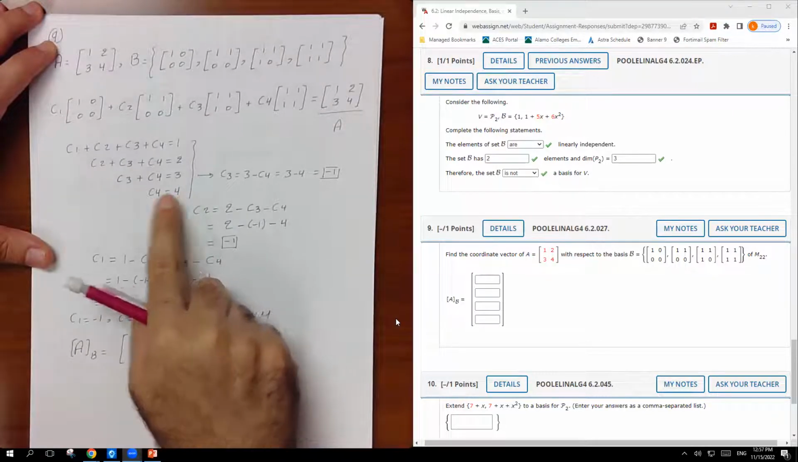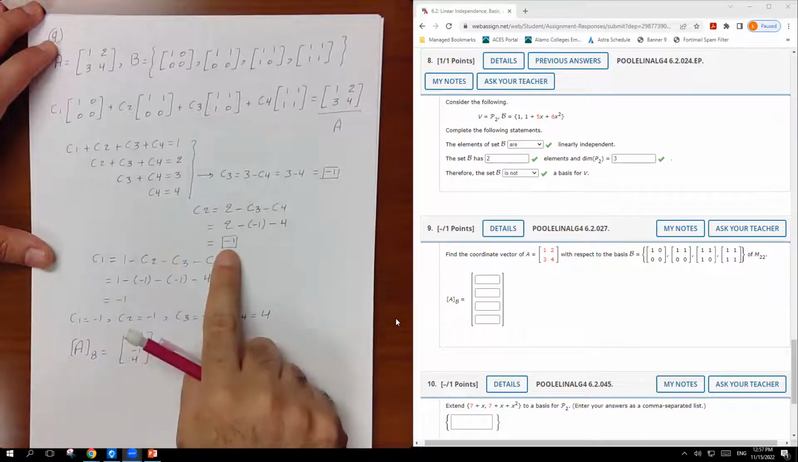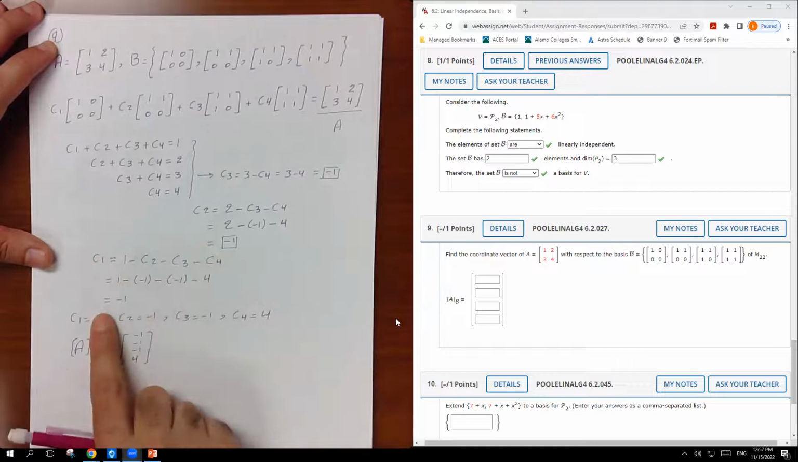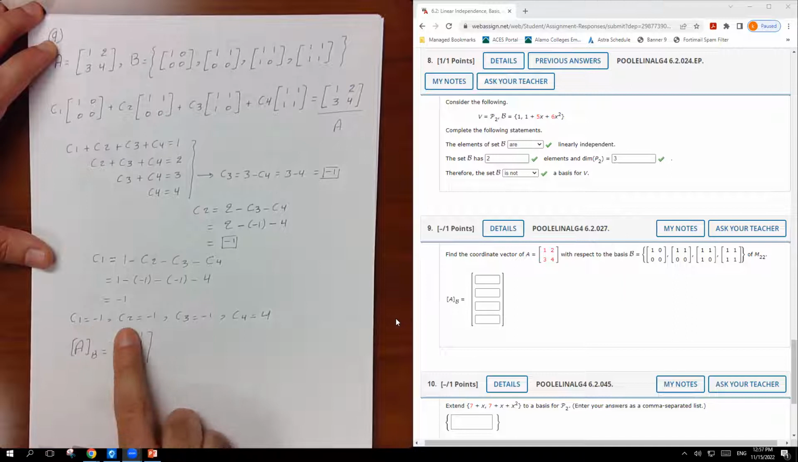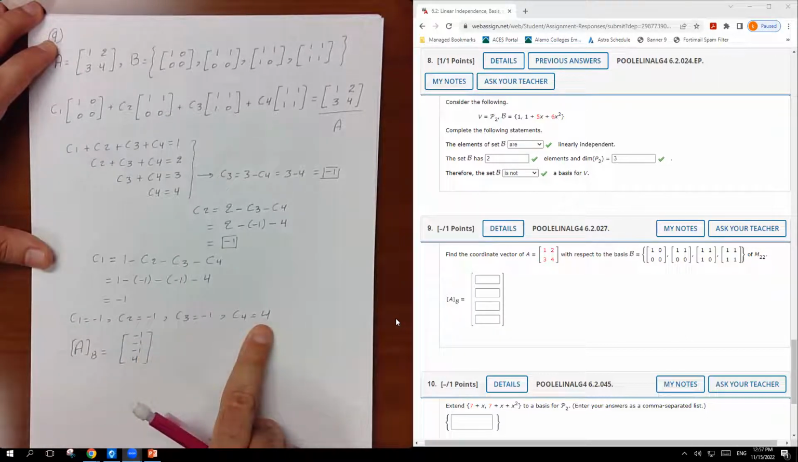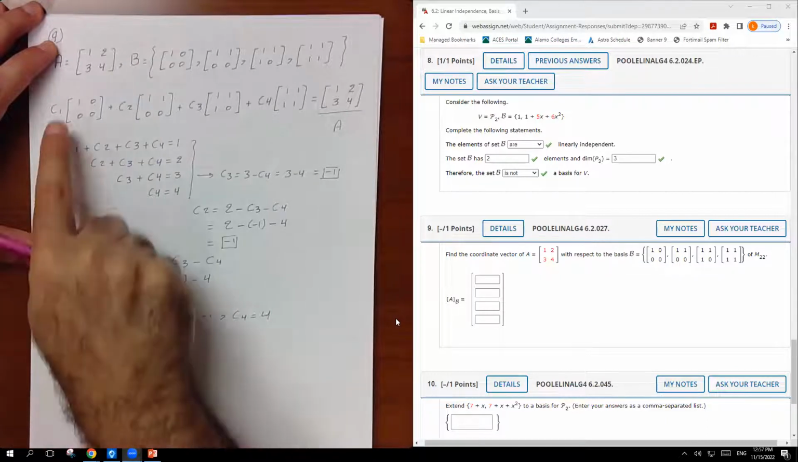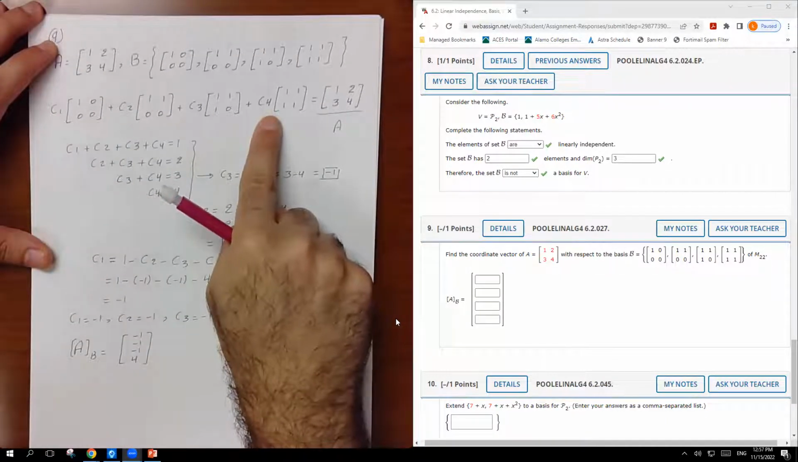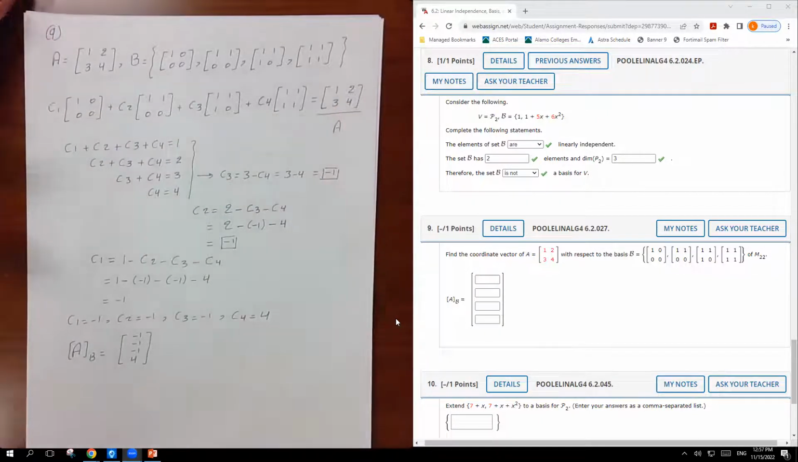Then by back substitution, you're going to get C3 equal -1, C2 equal -1, and also C1 is going to be equal -1. So we have C1 equal -1, C2 equal -1, C3 equal -1, and C4 equal 4. So this is the coordinate vector. And if you want to check that, go ahead and plug in C1, C2, C3, and C4 here. This side is supposed to be equal to matrix A. That's what you need to check. So this one is called the coordinate vector.